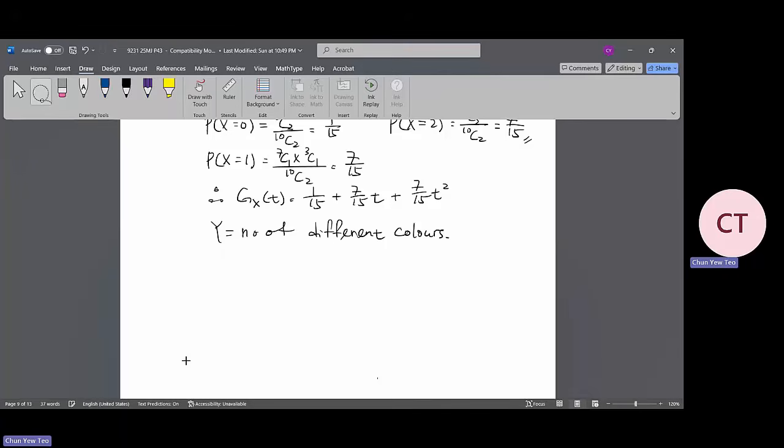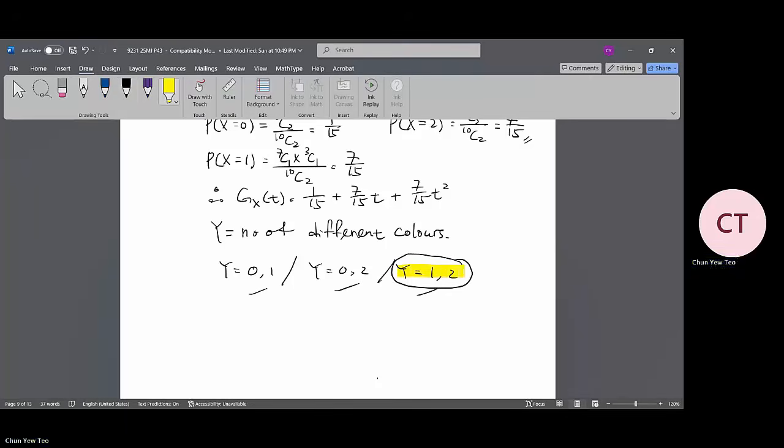Since we have the option, you can choose y equals 0, 1, or y equals 0, 2, or y equals 1, 2. Either one is okay, no problem. So I will choose the main answer given in the mark scheme. The main answer is that they treated it as one different color and two different colors. So we'll follow that.